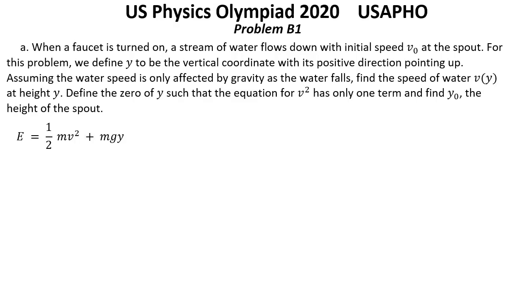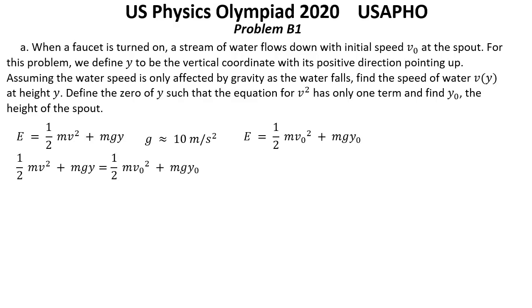With this sign convention, g approximately equal to 10 meters per second squared is positive. As y decreases, so does the potential energy. As the bit of water falls, its energy remains constant and is equal to the initial value. So E equals 1/2 mv0² plus mgy0. Let's equate them. We have this equation, and solving for v, we have v equals the square root of v0² plus 2g multiplied by (y0 minus y).